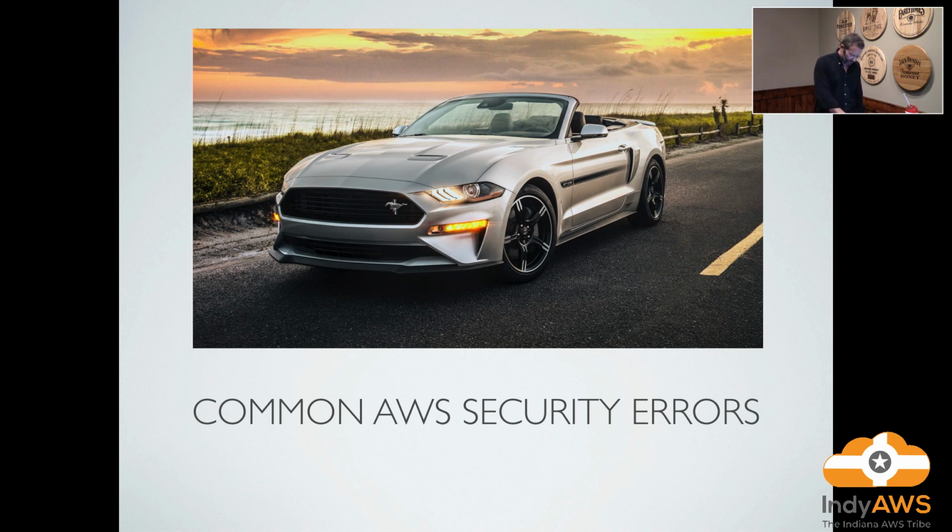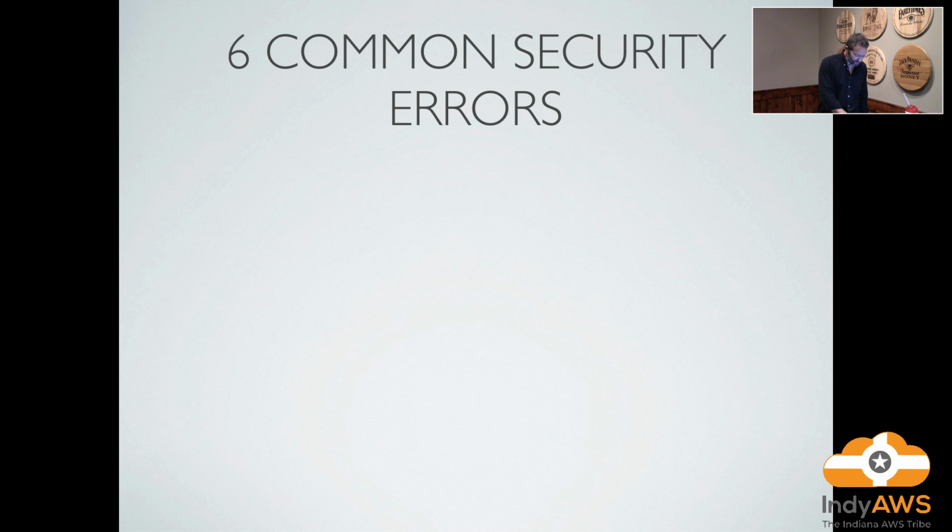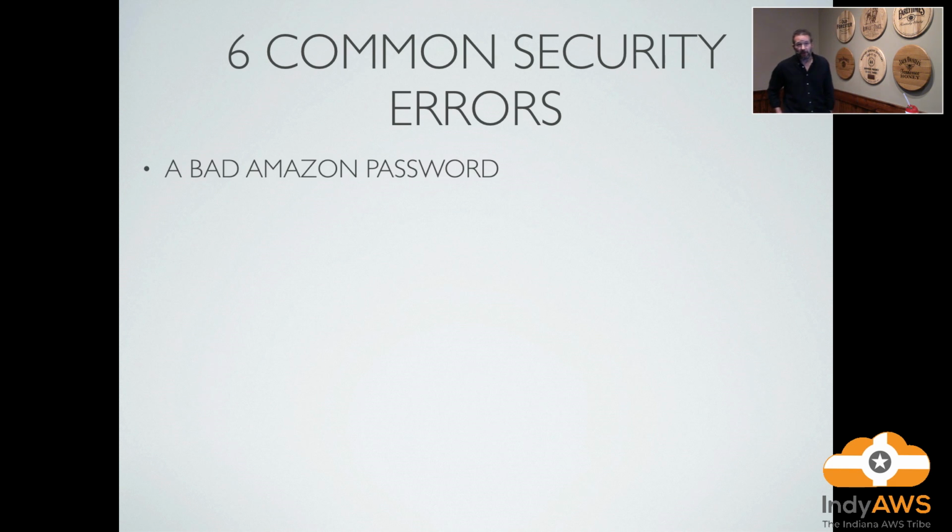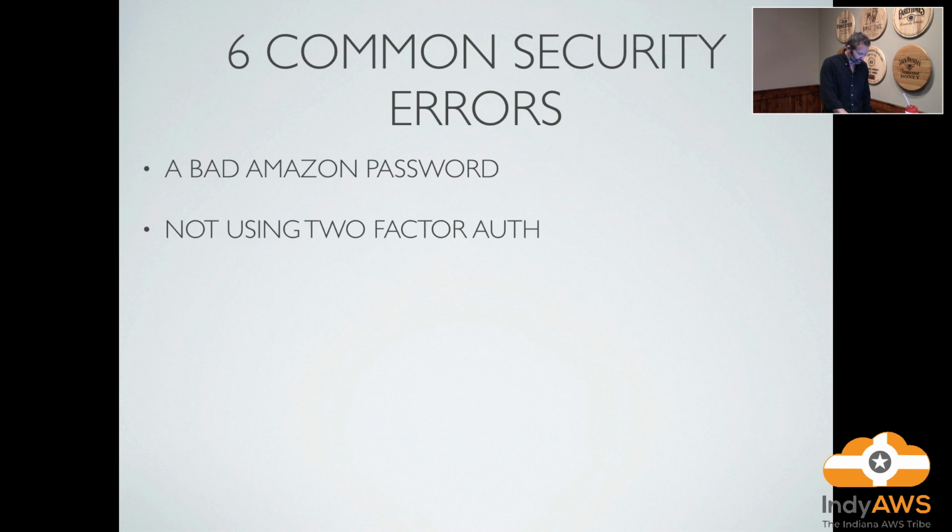I ran quick. So common AWS security errors. 6, because that's all I could fit on the slide. It all starts from access. If you're stupid and you have a bad password, this is going to hurt you. Okay? And a lot of times when you have an Amazon account and it's a company thing and it's not your personal thing, people aren't as careful as they are when it's their own credit card on the line.